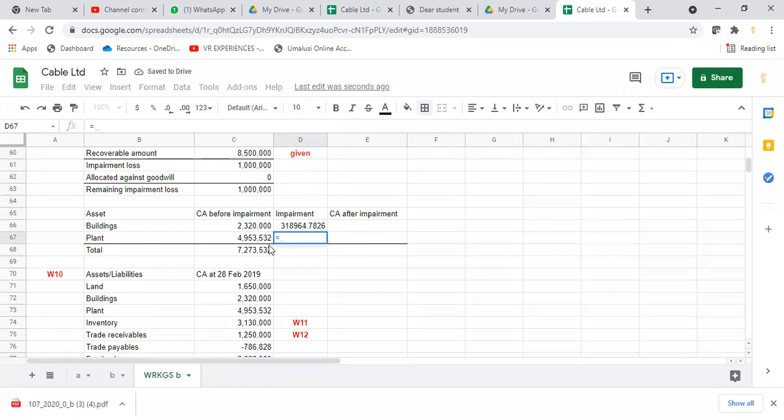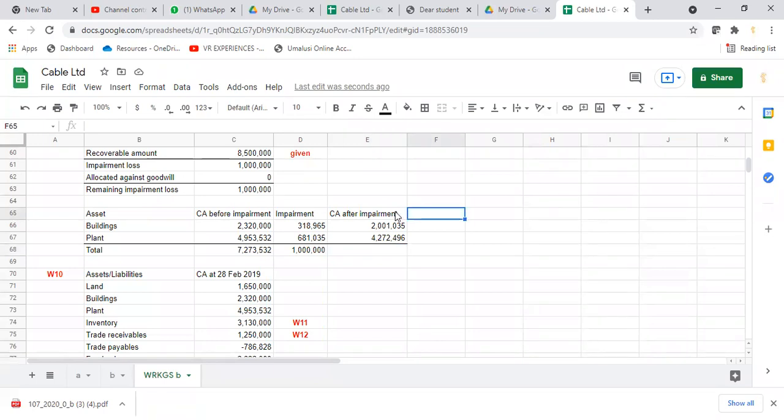Okay, same thing over here. That as a percentage of that is pro rata based on carrying amount multiplied by the remaining impairment loss. So if I add this up, I get to my 1 million. So carrying amount after impairment would be that minus that, and that minus that. Remember, there's another step after this, but it's not applicable in this scenario.